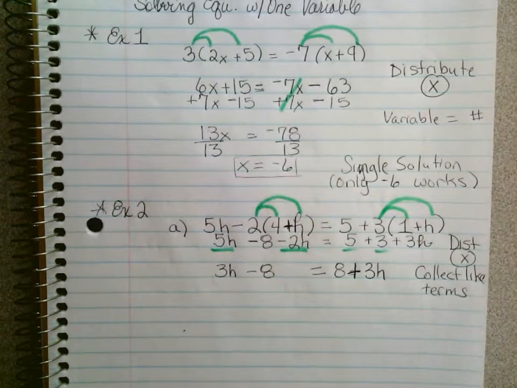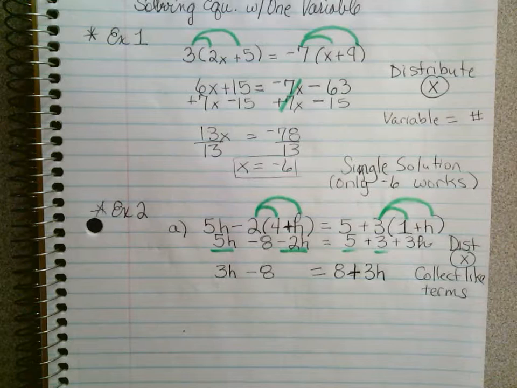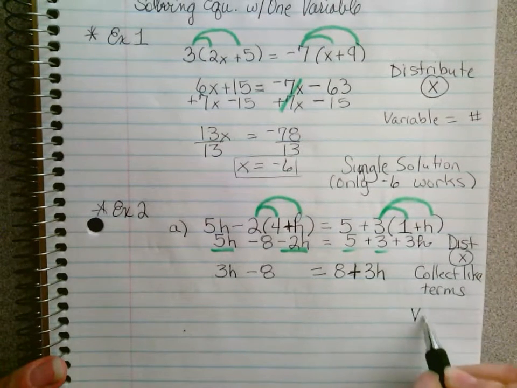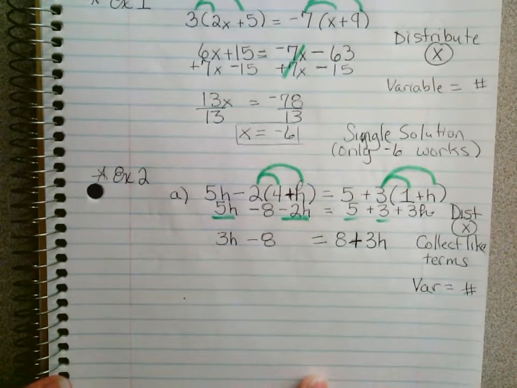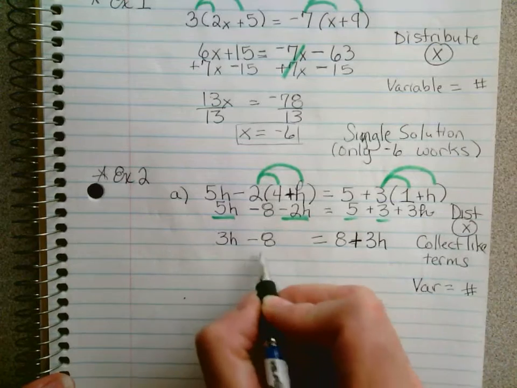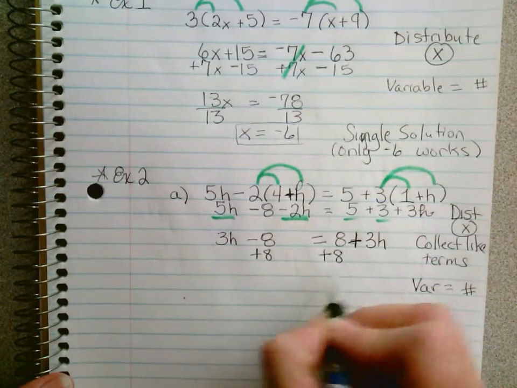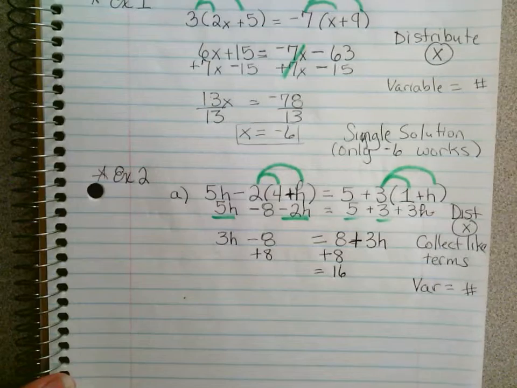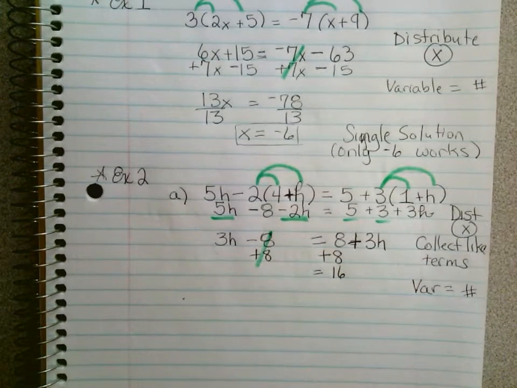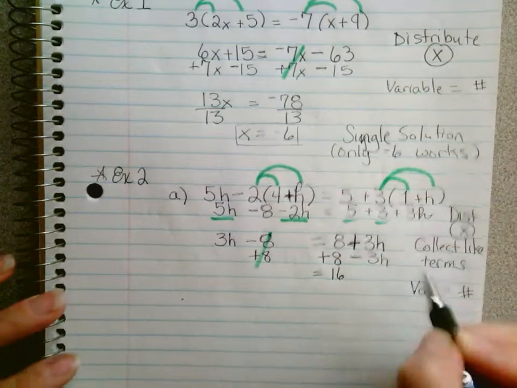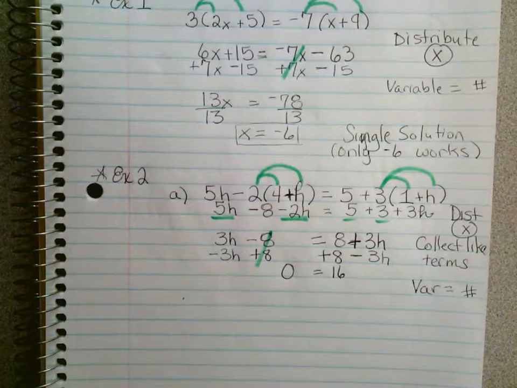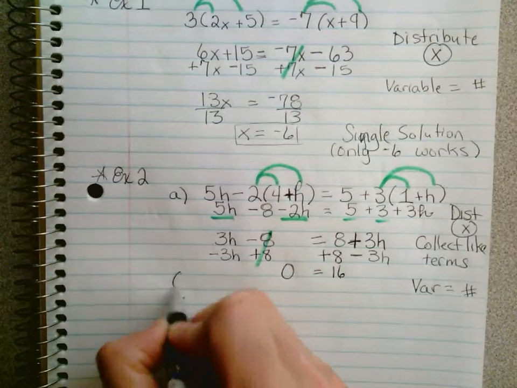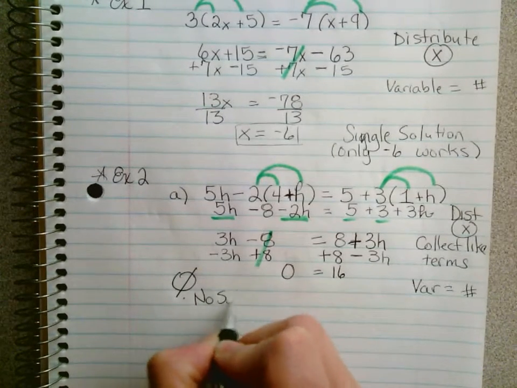Now we want to get our variables on one side equal to numbers on the other, which involves us maneuvering. I'm going to move my 8 to the right. Most of you already see what I'm going to see here. That canceled out the numbers on the left. And I'm going to move my h's to the right, which results in nothing on the left. In what universe does 0 equal 16? None. Therefore, the answer is no solution.